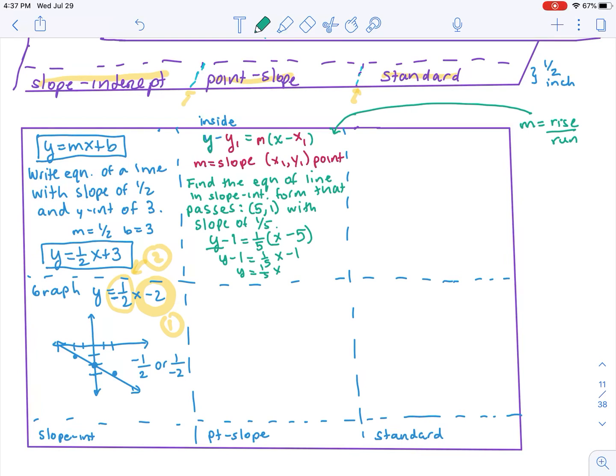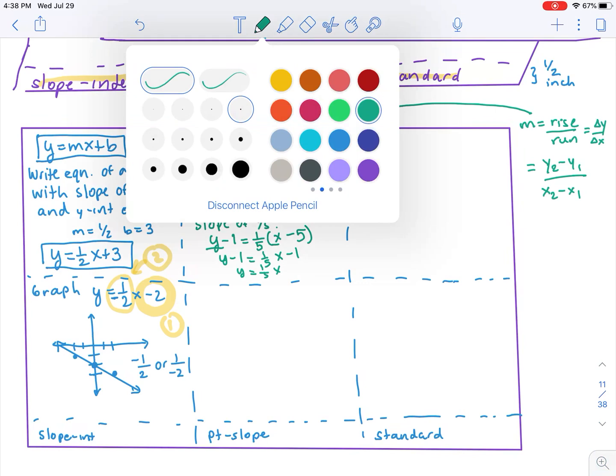Rise rhymes with y's, and it's the y's that are on top, so it's also called change of y over change of x. Change of y as in the difference between the y coordinates, so y2 minus y1 over x2 minus x1. And this would be used in conjunction with the point slope form if we were given 2 coordinate points and not provided the slope to begin with. So in some cases, we would have to find the slope first.